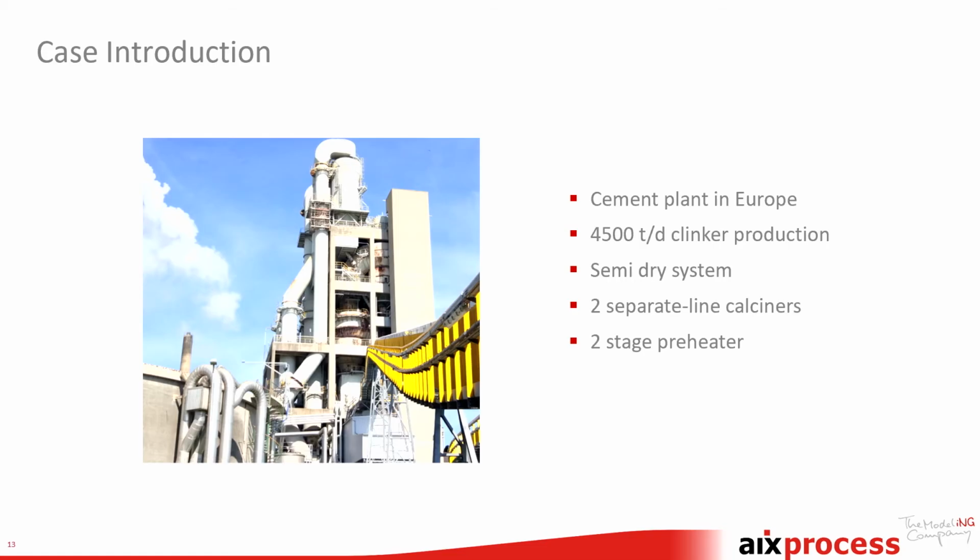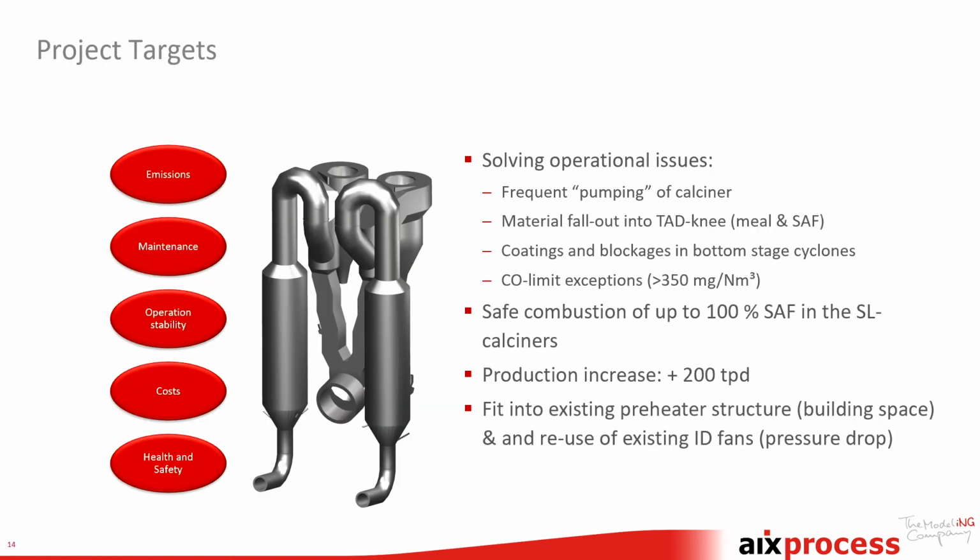So I want to show you a case which we have done in the past. It's a cement plant in Europe. Unfortunately, I can't tell you any details about it. It has a 4,500 tons per day clinker production, and it's a so-called semi-dry system. And the calciners are two-stage calciners, where this is just the end of the rotary kiln, and we look at the calciners, and they have some operational issues.